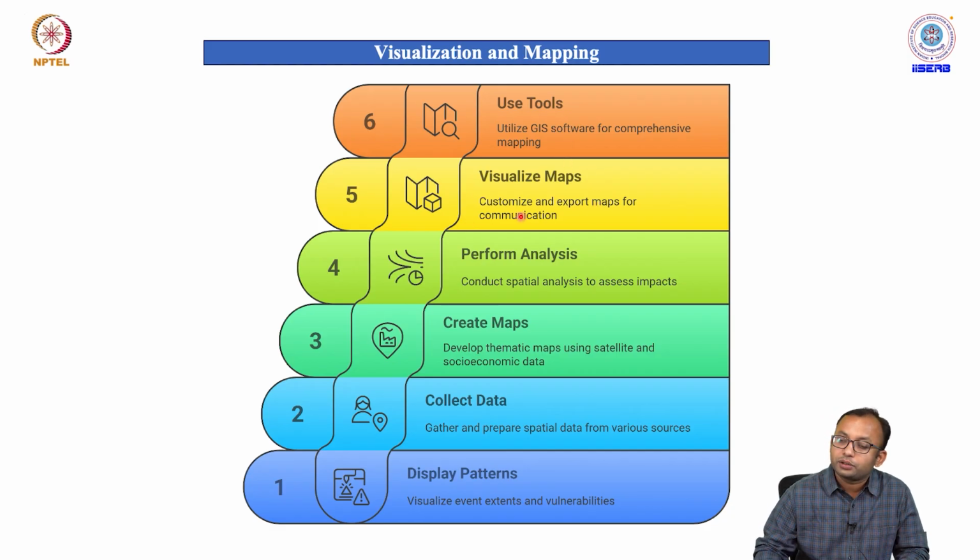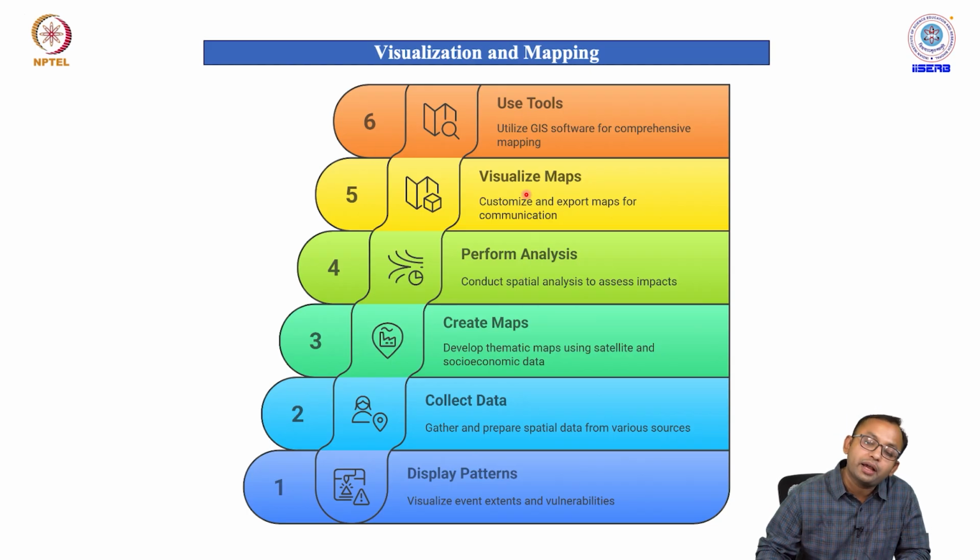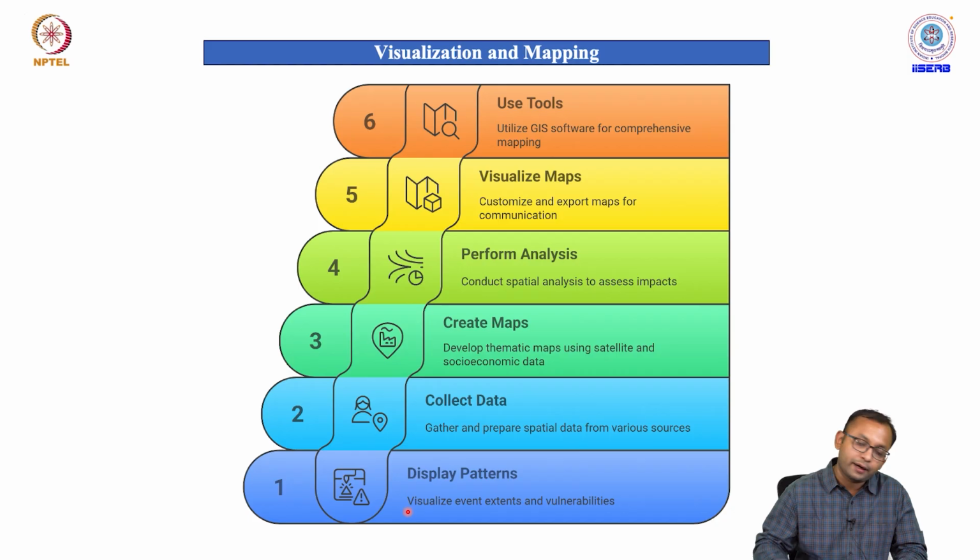We have to visualize the map so that it tells you about the particular objective. We have to perform the analysis and tell what kind of objectives or analysis we have done. Create maps: we have to develop thematic maps using satellite and socioeconomic data sets. Collect data sets, prepare spatial data from various data sources, and display patterns. We have to visualize what kind of events and extent of vulnerabilities there are. So, you have to display the patterns, collect the data, create maps, perform analysis, visualize the map, and use tools for this kind of analysis.